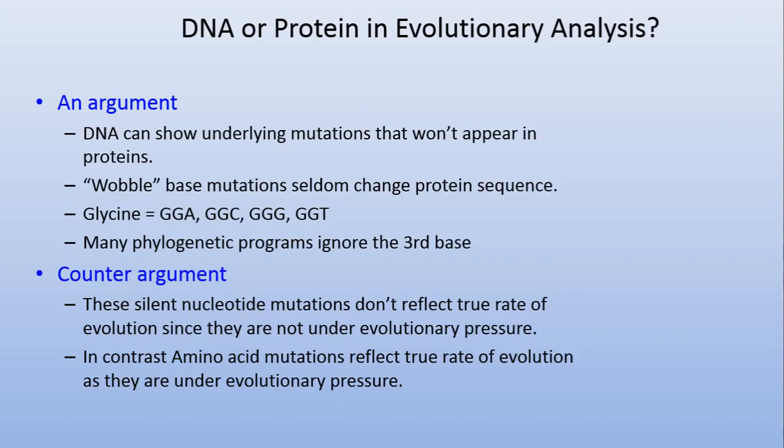And to this, someone can also put forth a counter argument saying that whatever mutations happen in such a way are very silent mutations and they don't reflect the true rate of evolution. Why? Because they are not under evolutionary pressure. In contrast, amino acid mutations reflect the true rate of evolution as they are under evolutionary pressure. If the amino acid residue changes, that would eventually change the function of your protein, and if the function of the protein is changed, that mutation can either be selected or discarded in the selection procedure. So these are the ways one can argue the pros and cons of using DNA or protein in your evolutionary analysis.